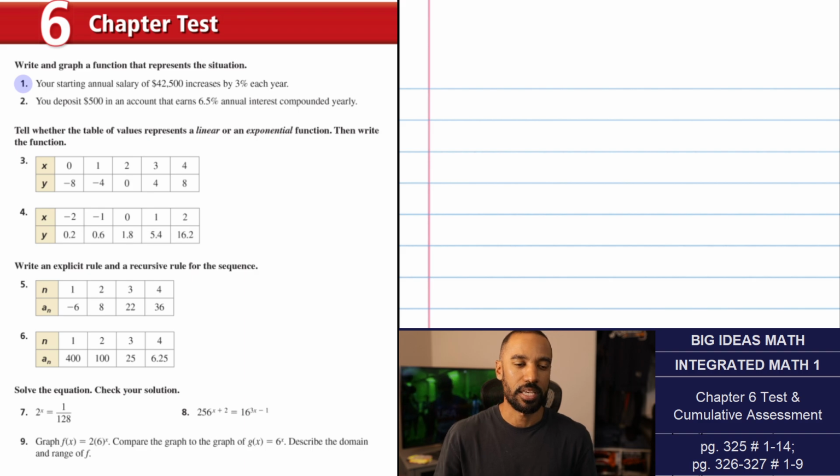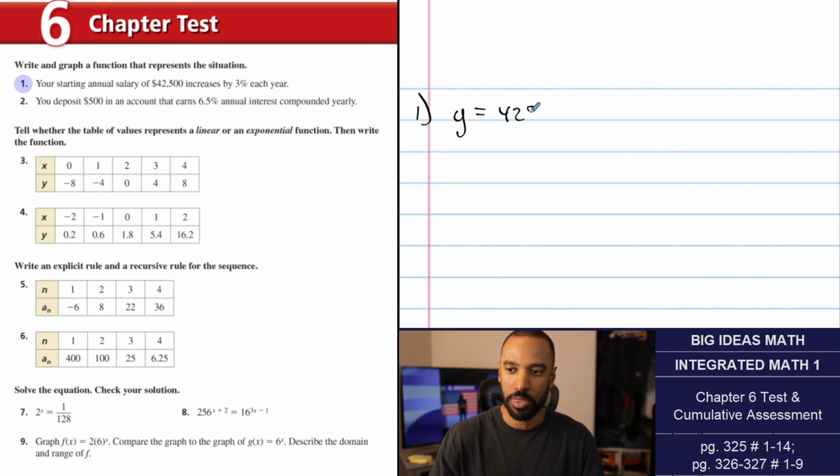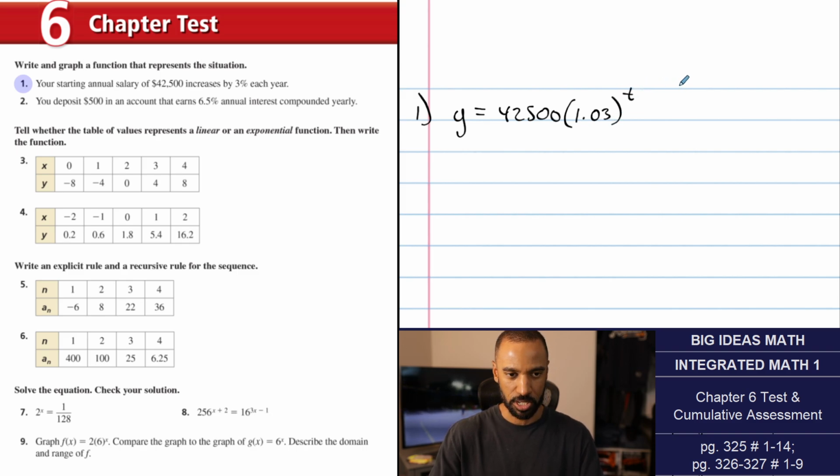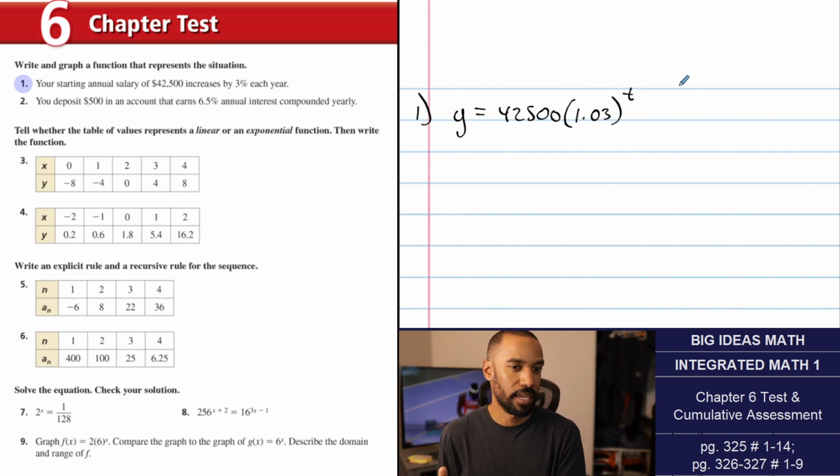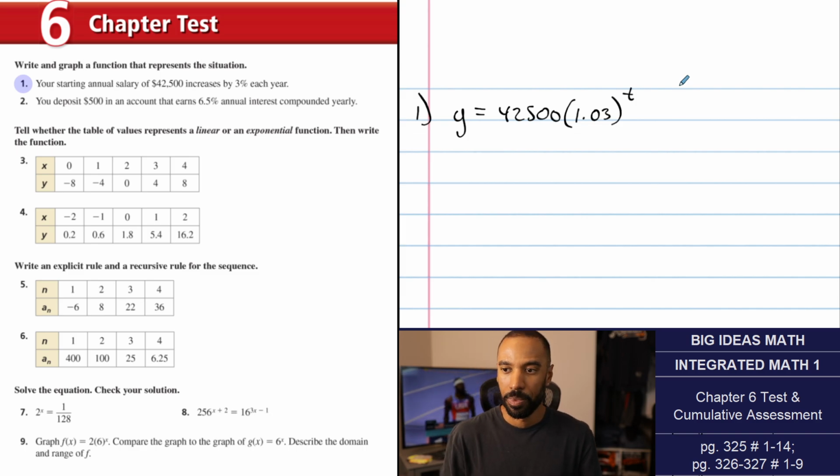So on number 1, it says your starting annual salary of $42,500 increases by 3% each year. I'm looking at an initial value of $42,500, and increasing 3% each year, we add it to 1. 1 plus 0.03, that's the decimal equivalent, to the t power. That ends up being the function for that situation.